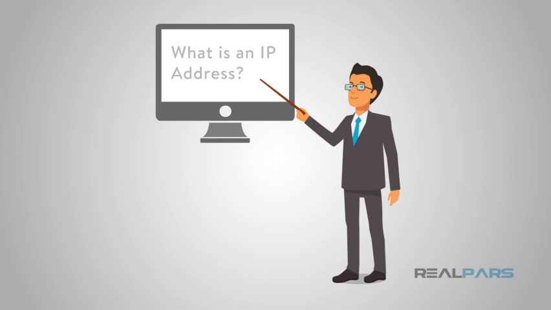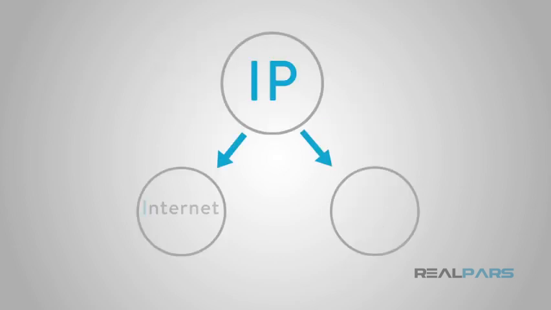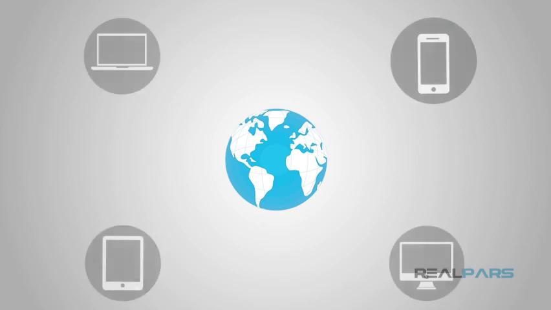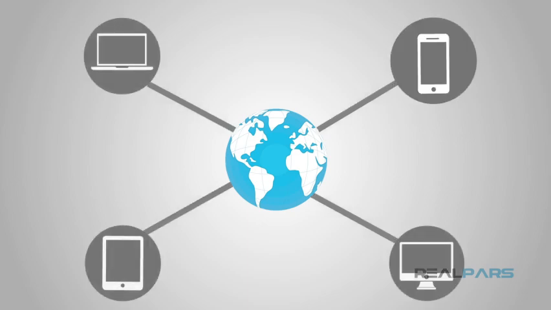What is an IP address? How is it used? What does it do? Today, we are going to learn about IP addresses and why they're important in the world of industrial automation. IP stands for Internet Protocol, and an IP address is an address used to identify a device on the Internet or on a local network.